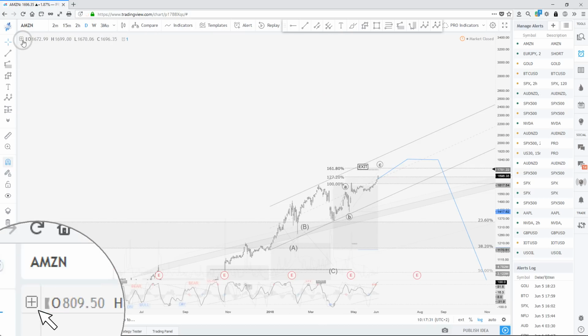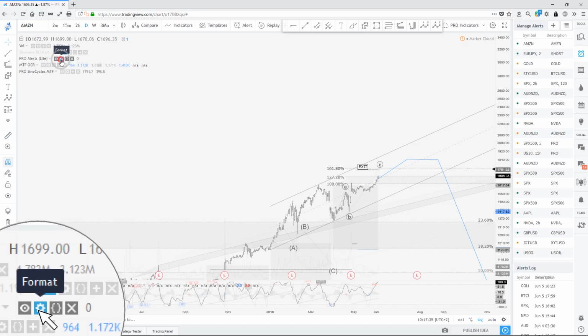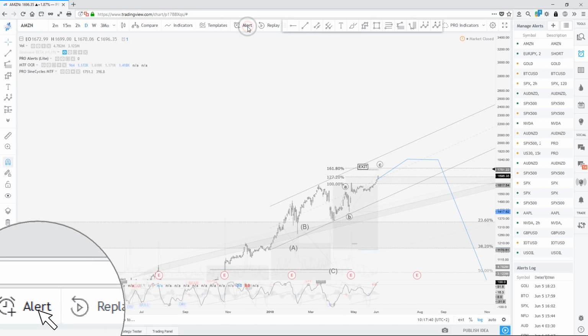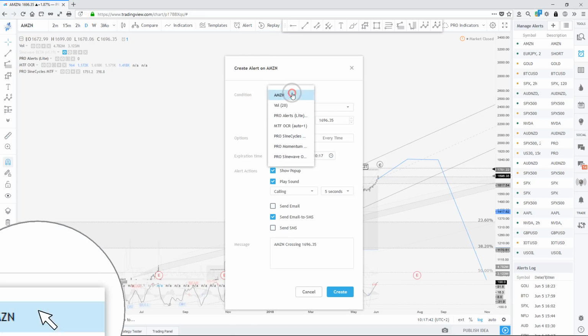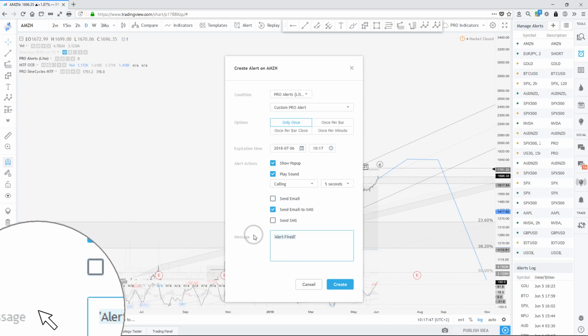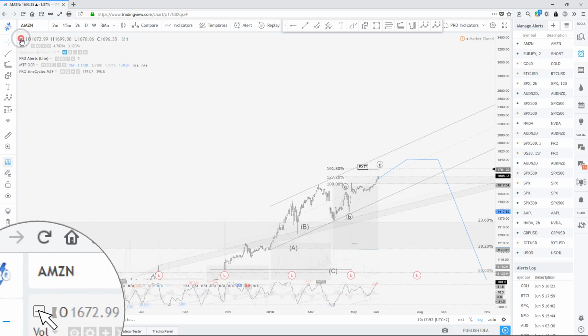So I'd like to see... why the hell don't I have that? Well, anyway, that's the same thing, so we're good to go. I'm going to create an alert. Same thing, alert slide, custom pro alert, short Amazon. Okay, so this is the way I'll play it.